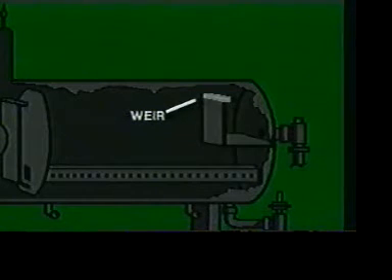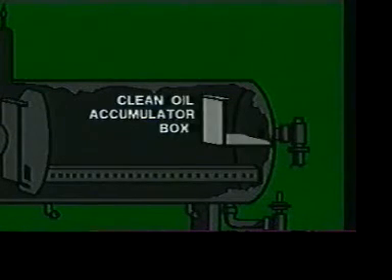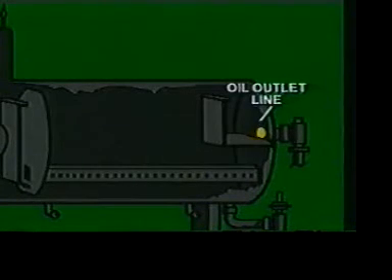Another weir is located near the top of the settling section, where clean oil flows into a clean oil accumulator box. And there the oil accumulates until it leaves the vessel through the oil outlet line. The bottom portion of the second chamber is the water draw-off section. Now, this is where the coalesced water collects until it leaves the vessel.